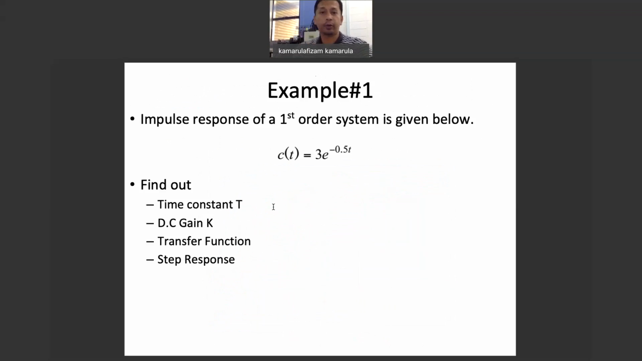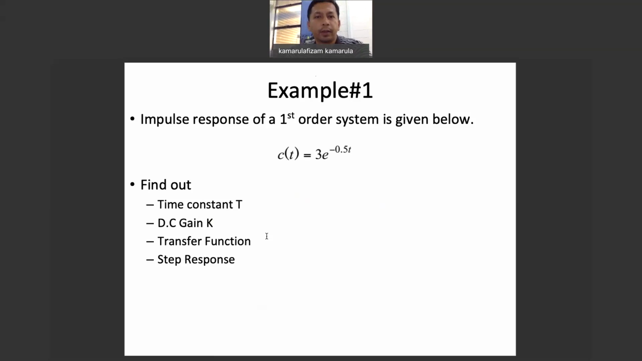Okay, so I have one example here. The impulse response of a first order system is given as below: c(t) equals 3 e to the power of negative 0.5t. Find out the time constant T, the DC gain, and the transfer function, and of course the step response. You can try this exercise yourself.